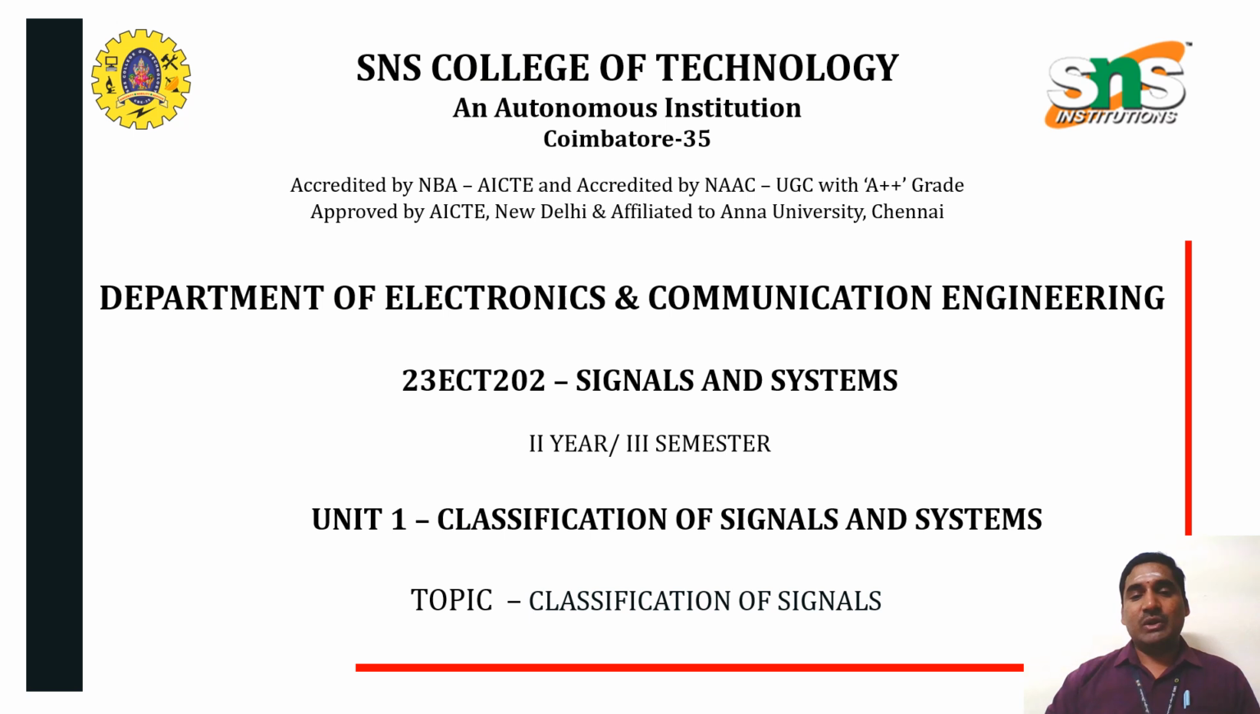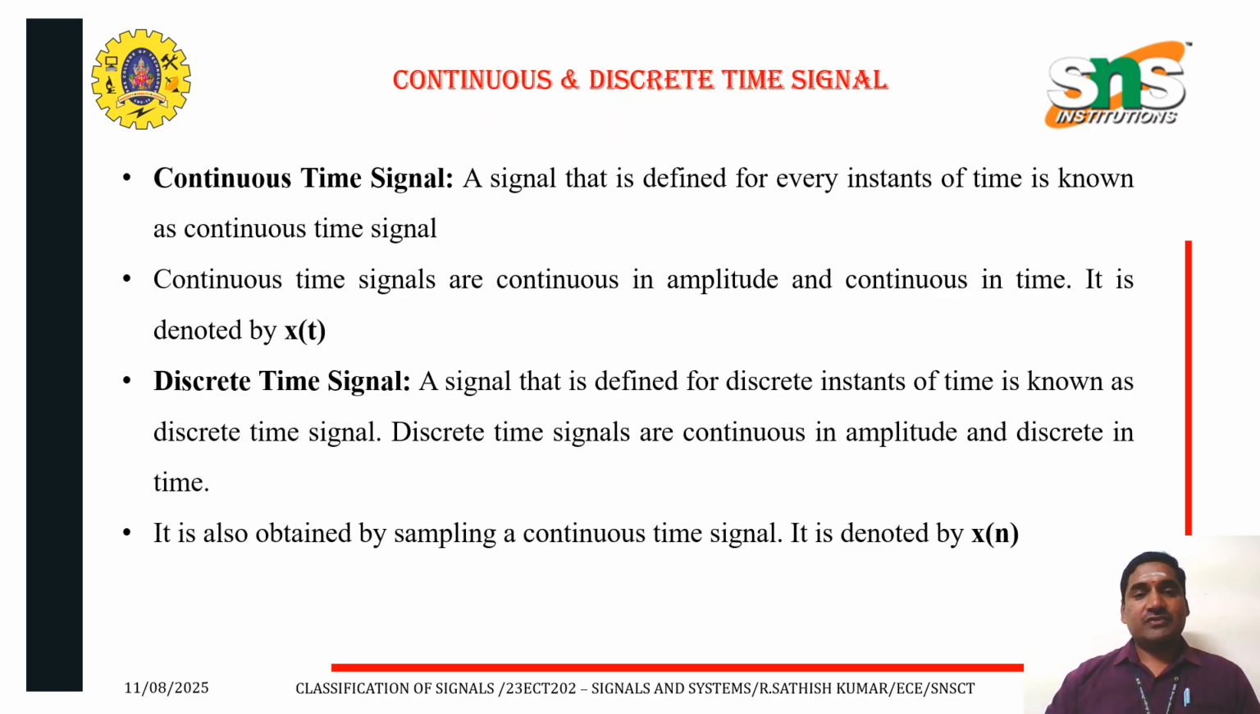Now let us see the video lecture series on classification of signals. Classification of signals can be represented in both continuous time as well as in discrete time. What is meant by continuous time? A signal that is defined for every instant of time. Continuous time signals are continuous in amplitude and continuous in time. It is denoted by x(t).